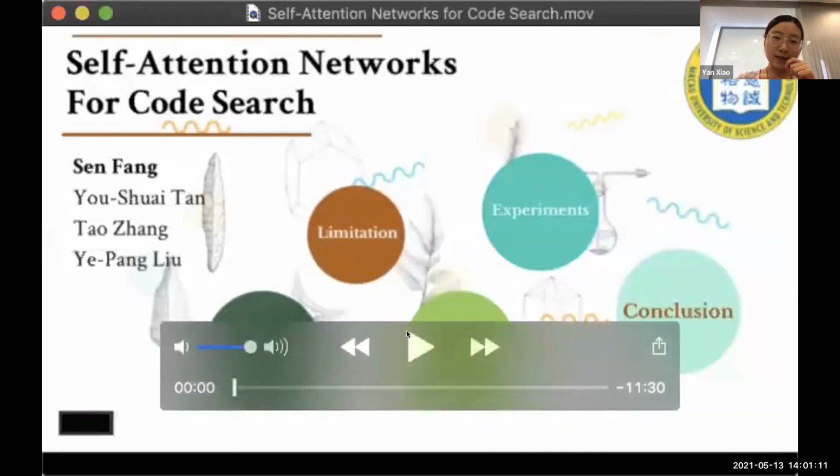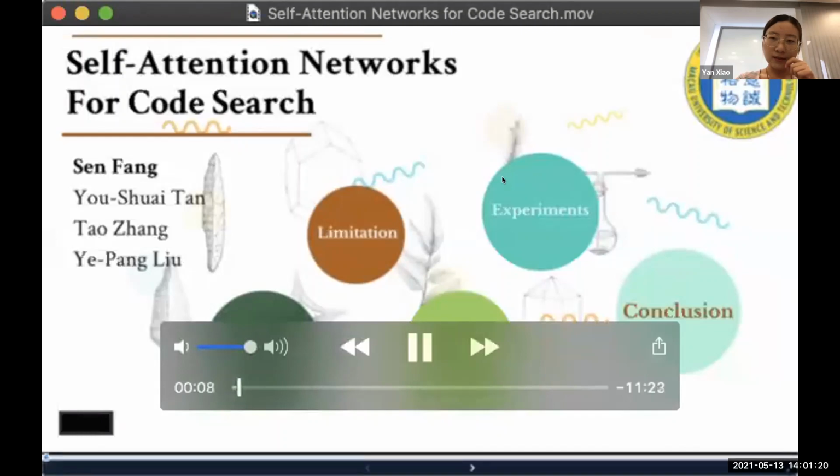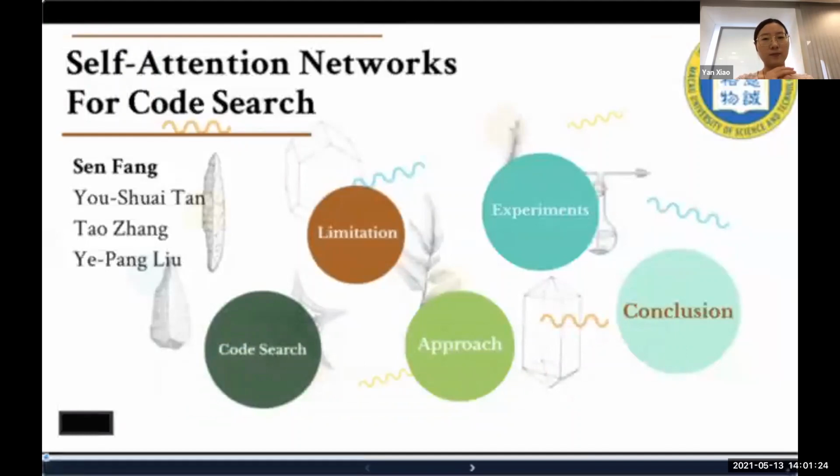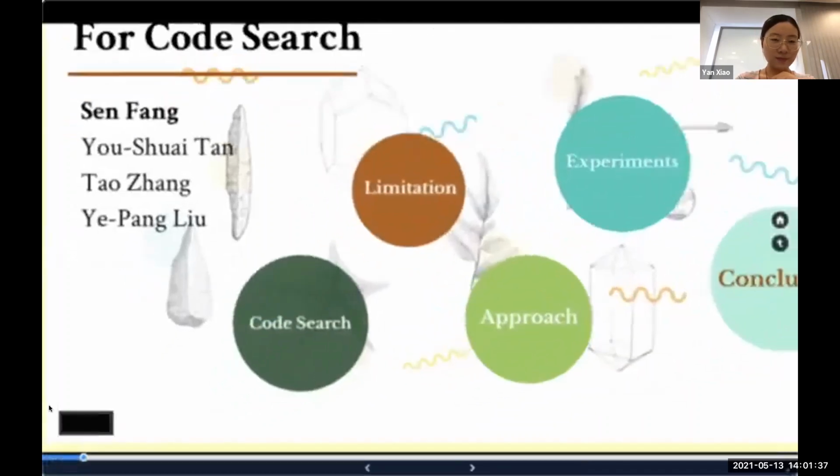Then let's start. Thank you for watching my talk on the paper Self-Attention Networks for Code Search. My name is Sen Fang, and I'm a PhD student at Macau University of Science and Technology. I would also like to thank my co-authors, Liu Shuaitan, Tao Zhang, and Yepeng Liu for their cooperation in this project. Now I will introduce my project.